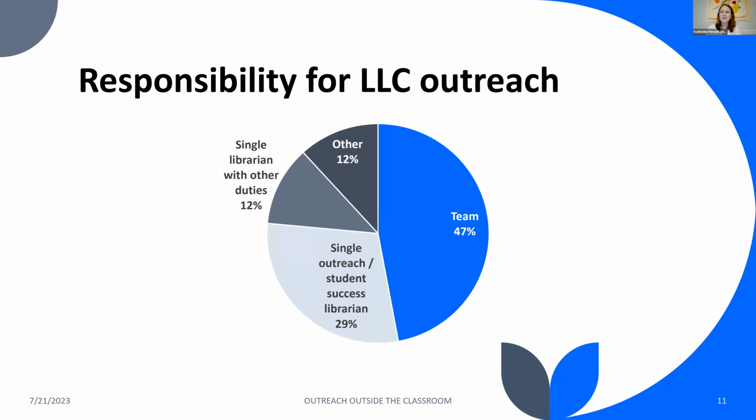And we were curious because at WKU, we perform outreach to LLCs, we have a liaison model for outreach in general. And so we kind of assigned LLCs that aligned with different people's interests and liaison responsibilities. And we found that a lot of others do team outreach as well. So about half of respondents also kind of contact LLCs as a group. But 29% have a single outreach or student success librarian that has in their job description to work with LLCs. 12% have a single librarian who's tasked with this responsibility, but they're not a student success or an outreach librarian specifically.